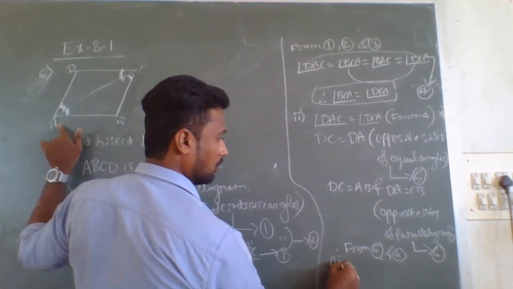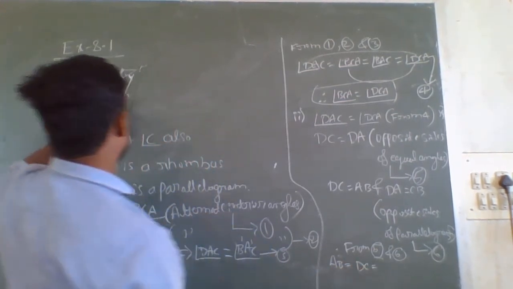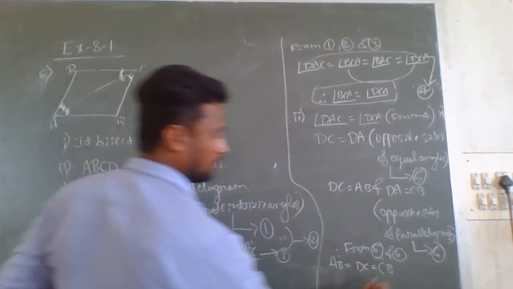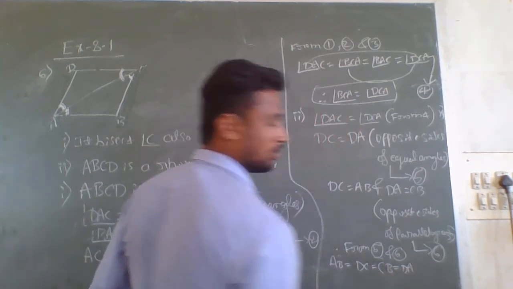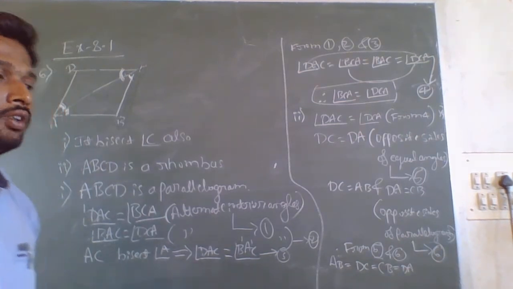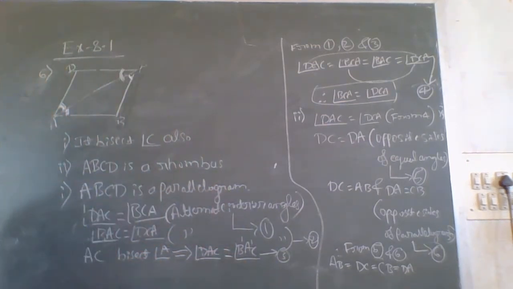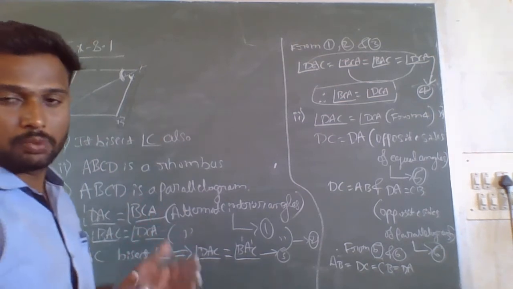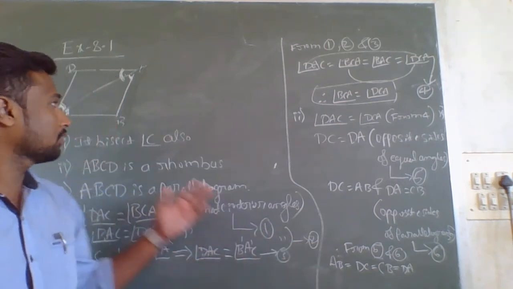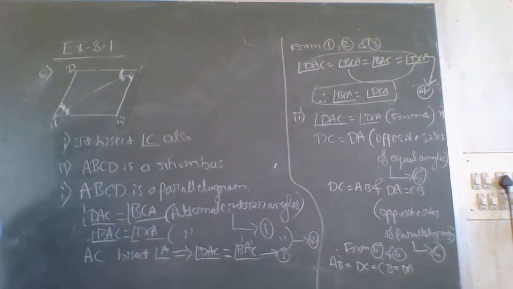Therefore, AB is equal to DC is equal to CB is equal to DA. So now all the sides are equal in the parallelogram, and we know the property of a rhombus: all the sides are equal. This has all the properties of a parallelogram, so it is a parallelogram, but all the sides are equal. Hence we prove that all the sides are equal. Therefore, this is also a rhombus.